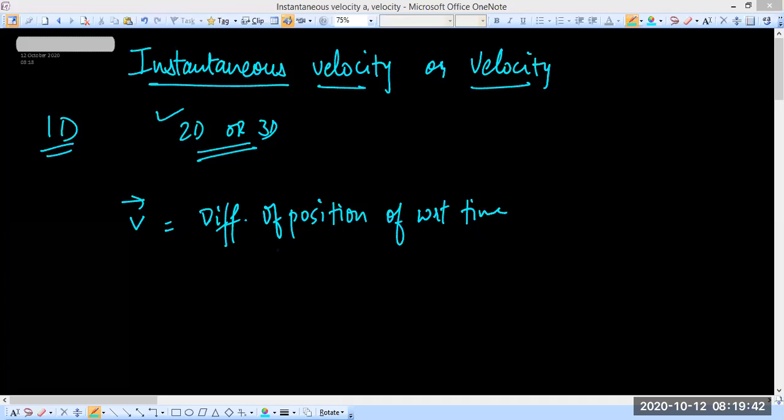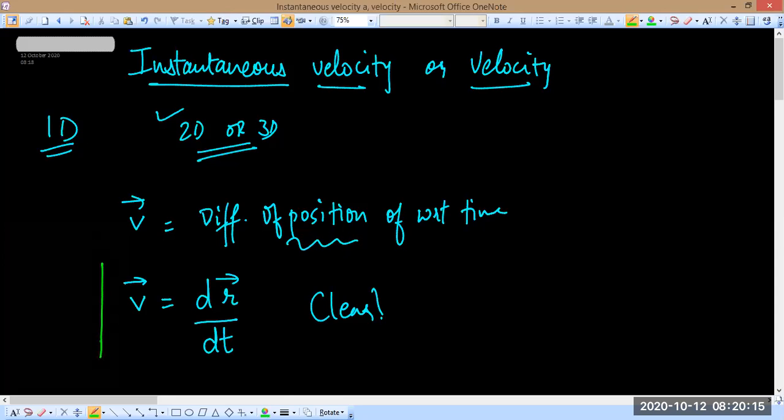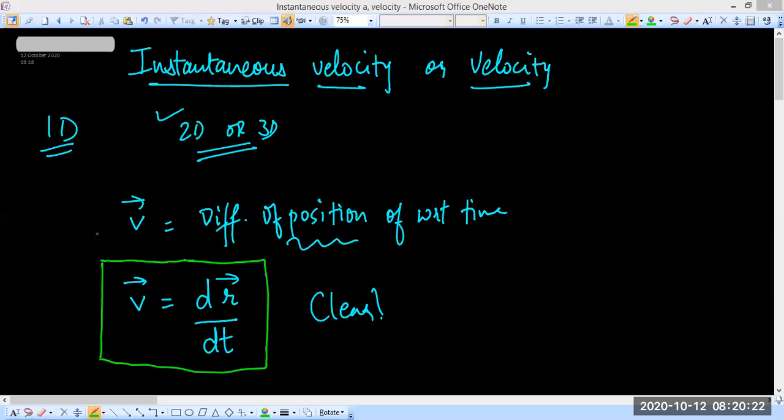But now, for position, we are not writing x. Now we are writing r vector. So finally, the new formula of velocity becomes this. Is this clear, everyone? You might have noted that I am writing v vector automatically, not v.